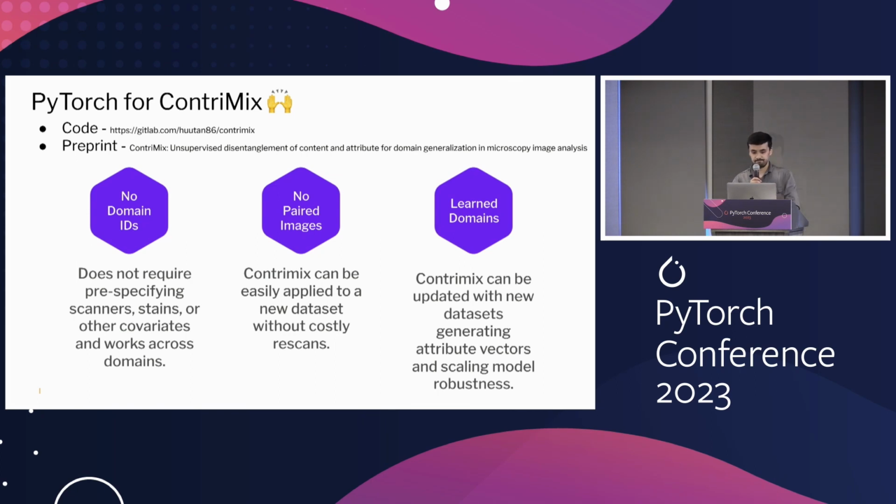The main idea of ContriMix is that you do not need to specify domains at the time of training. So it can be something like hospitals. It can be the scanners that are used to scan these images. It can be some other characteristics. The idea is while training this model, it will itself learn to distinguish the biological characteristics, which is the content, from the technical noise, that is the attribute.